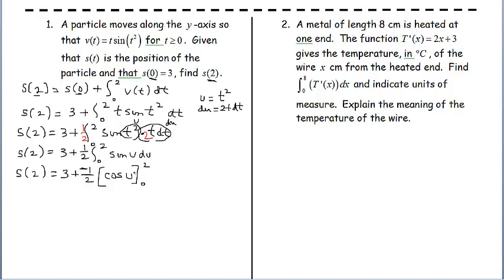Okay, so I need to replace the u with t squared, so I'll do that. If you can avoid some of these steps that I'm doing, that's fine. I just wouldn't probably do too many mathematical things in one step. So 3 minus 1 half cosine t squared, 0 to 2.